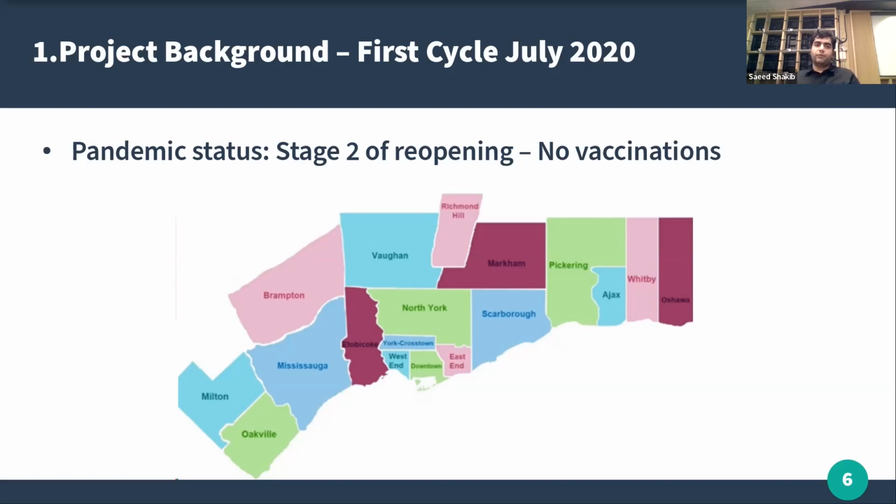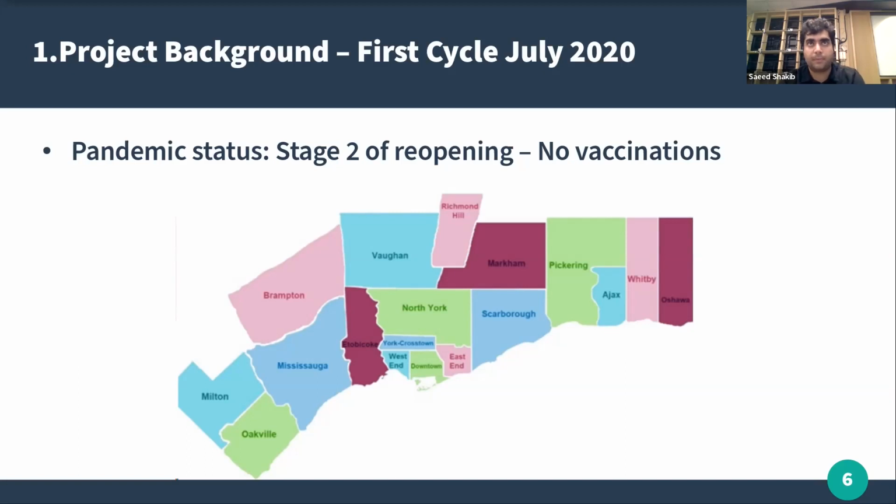So the first cycle was in July 2020, stage two of reopening. If you don't remember vividly, we could only do dining and recreational activities outdoors. Malls were open with restricted capacity. Local stores were doing curbside pickup. No vaccinations. We only experienced one wave at that time.